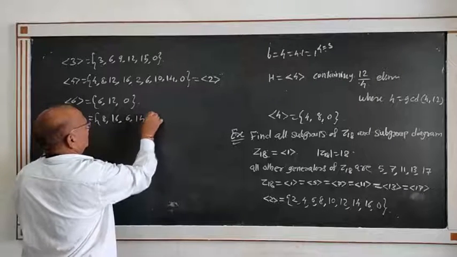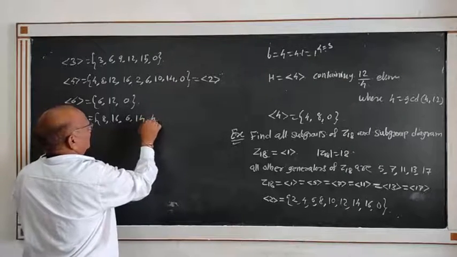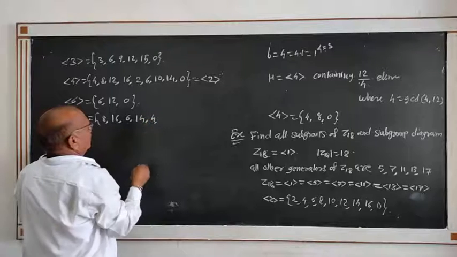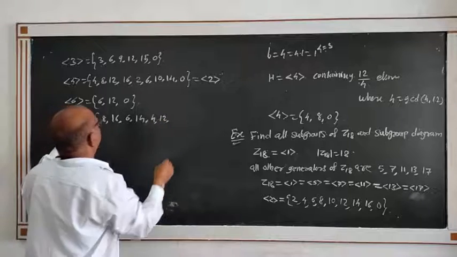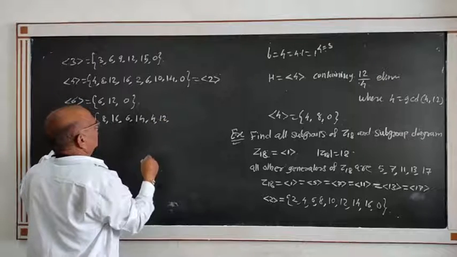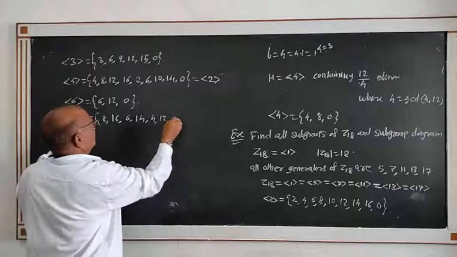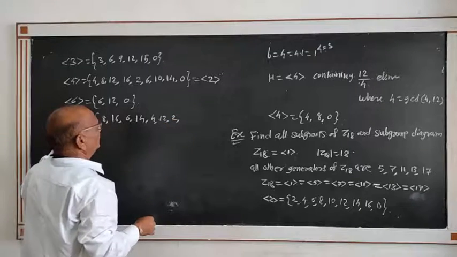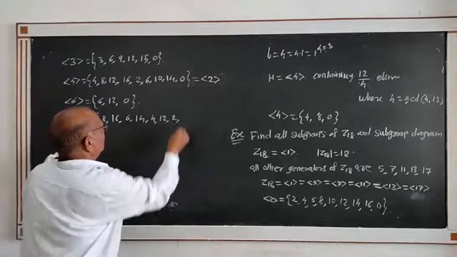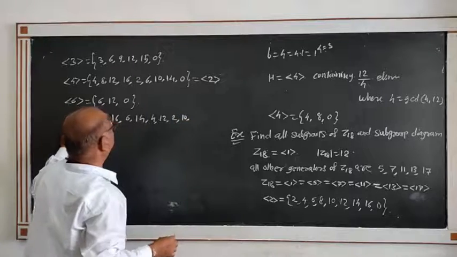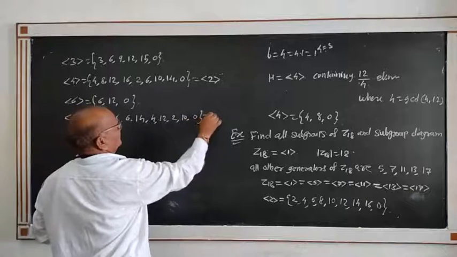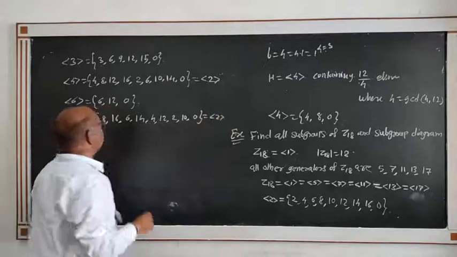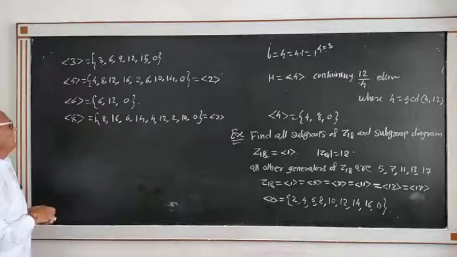Then here 4, then 12, 2, 10, like this, and 0. This is again like this. Okay.